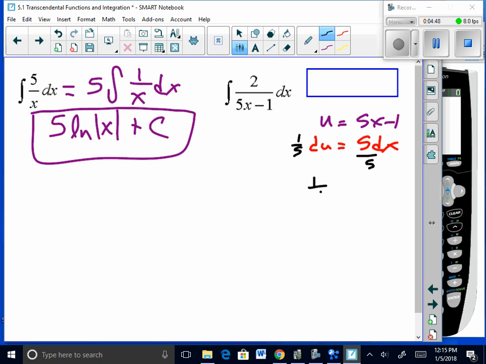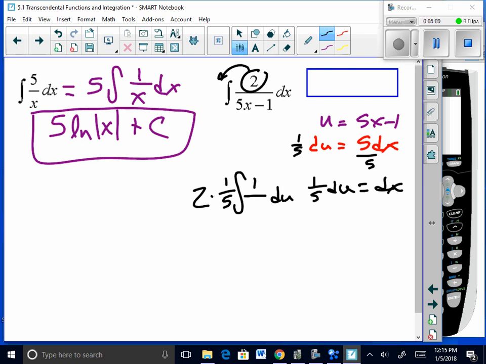So I can now replace the dx with a 1/5 du. So this 2 that was a constant, I can pull that in front of the integral. And then this 1/5 du, that 1/5 goes in front of the integral also because it's a constant. And then the dx also goes away, and that becomes the du. So now I'm going to be left with 1 over, and then the 5x minus 1 becomes the u.